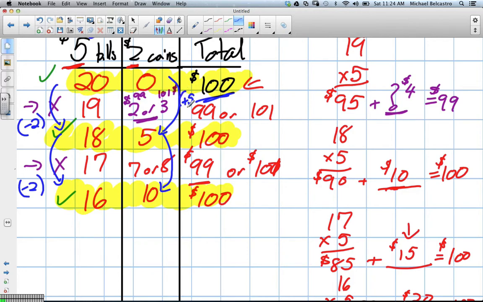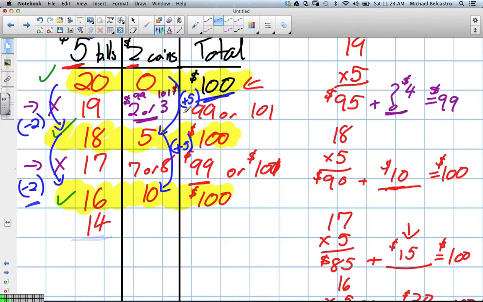So we had positive 5 and positive 5. So this part's messy. What do you think the next amount of $5 bills that work will be, according to our pattern? 14. That's right, we're going to need 14, right?